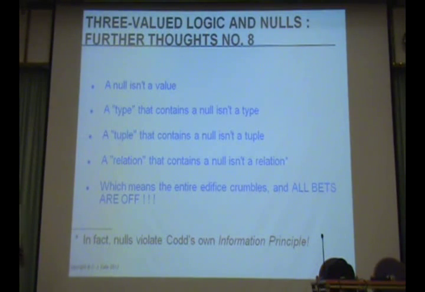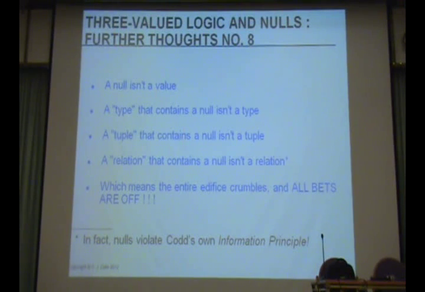Number 8, a null is not a value, right? So you see, a type that contains a null is not a type. Types are sets of values. A tuple that contains a null is not a tuple. Tuples are sets of components. Components are supposed to contain values. A relation that contains a null is not a relation, because a relation contains tuples, and tuples do not contain nulls. Which means we are not talking about the relational model anymore. And questions like, does join still work? Well, actually, it doesn't.